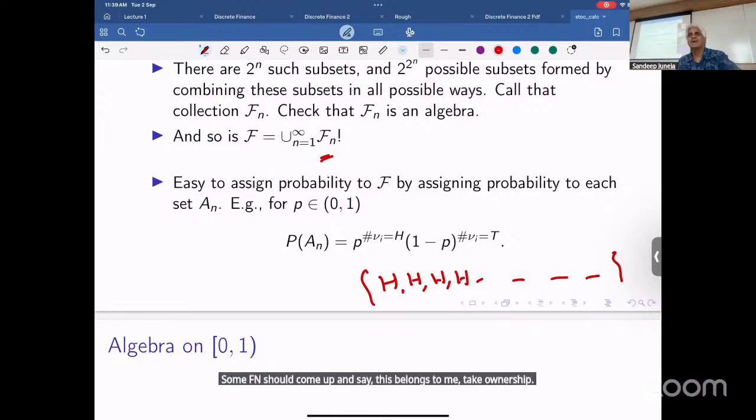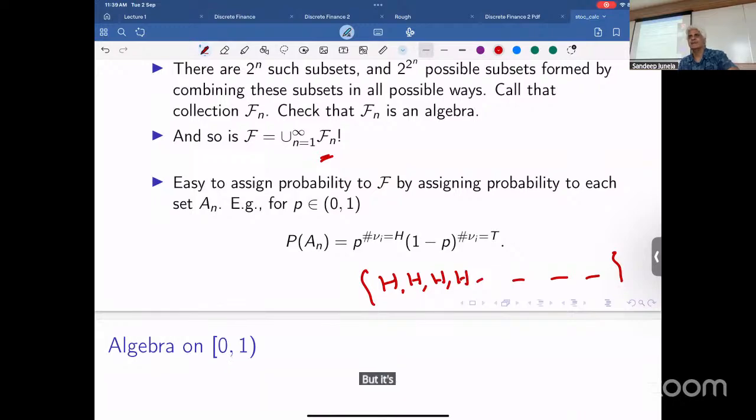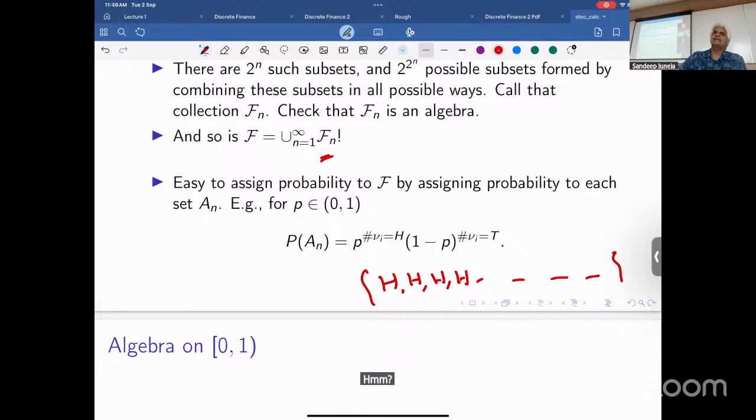F is in some sense countable. Yes, F has countably many elements. But this outcome is not there. This is uncountable, an element of an uncountable space, the equivalent of all infinite outcomes. Any outcome in omega, sorry, in omega b, is not in Fn. Not a single outcome is there. So it's not that big, right?